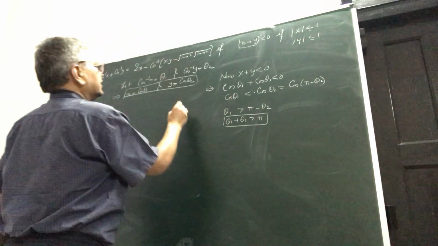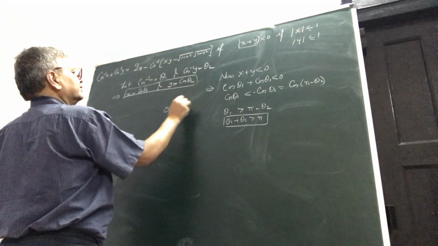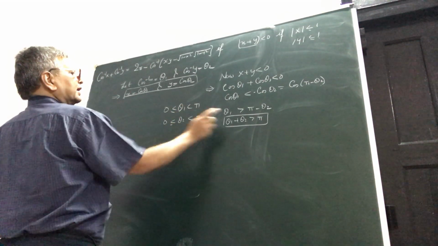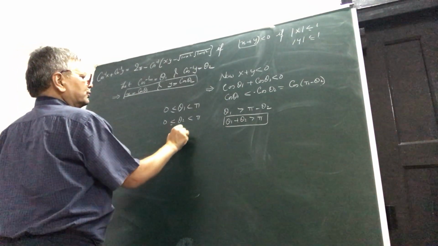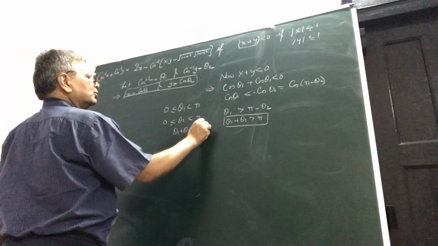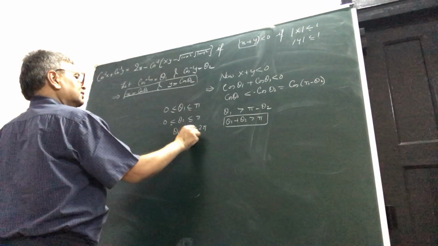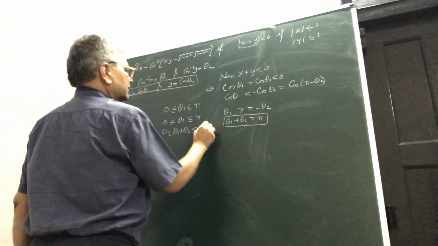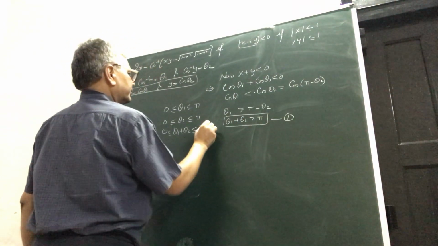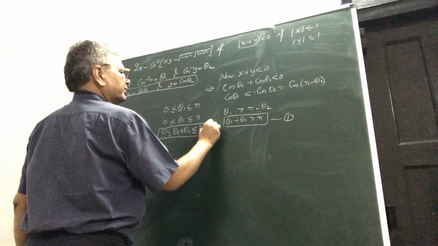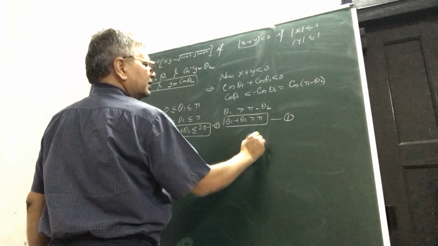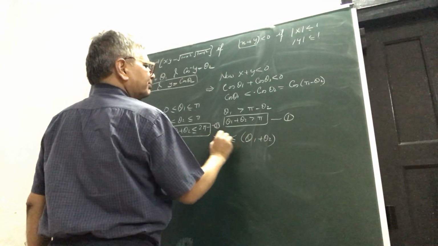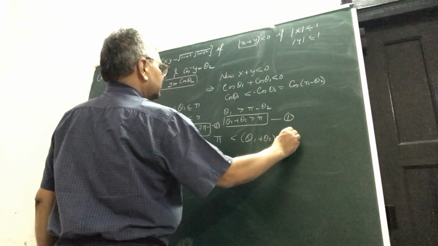And you know theta 1 lies between 0 and pi, theta 2 lies between 0 and pi. It is greater than pi, so effectively theta 1 plus theta 2 will be less than or equal to 2 pi. Of course, greater than 0, but it is already greater than pi. So this is say 1, and this inequality is say 2. So from 1 and 2, what we will get? Theta 1 plus theta 2 is greater than pi and less than or equal to 2 pi.